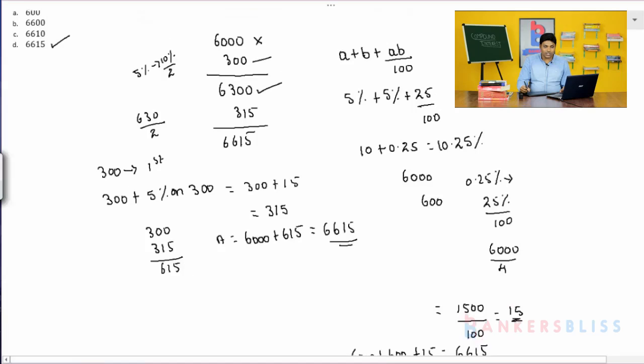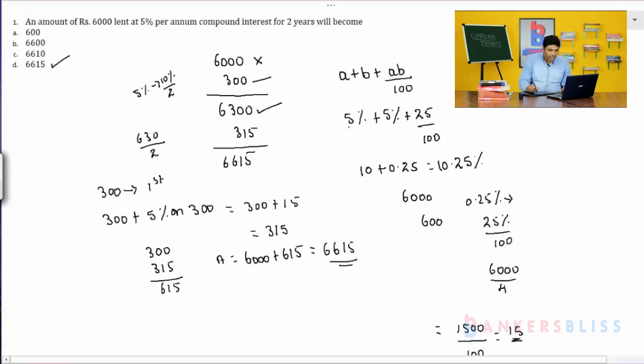And you can notice one thing here. See here, 5% for the first year, 5% for the second year. So 10% is the simple interest, but in compound interest you are getting this 25 by 100, that is the extra interest, 0.25, that you get on the second year. So option D is the right answer for the first problem. Let us go to the second problem.